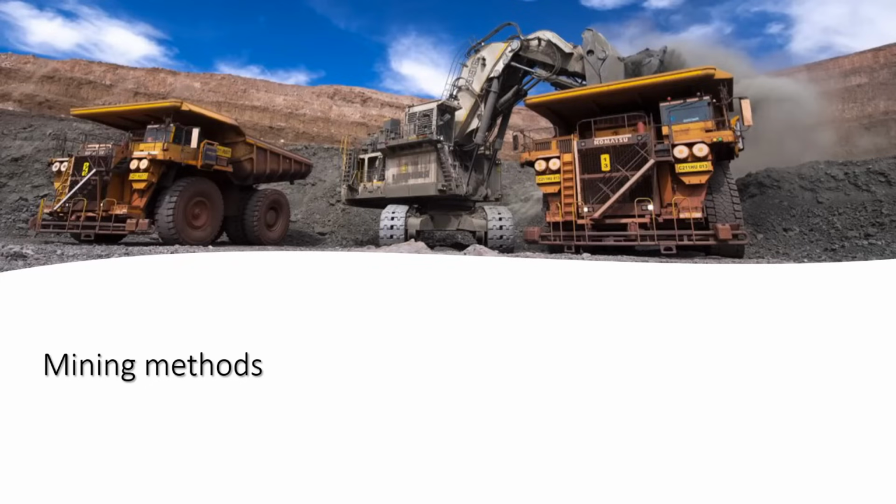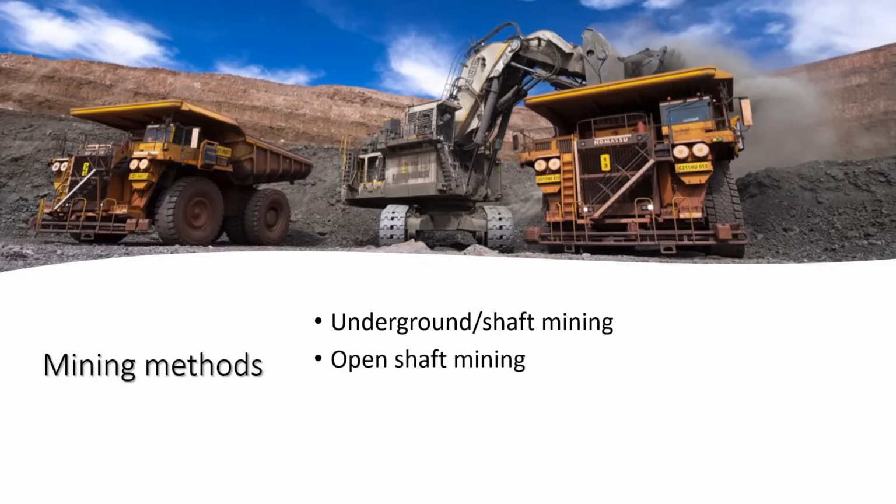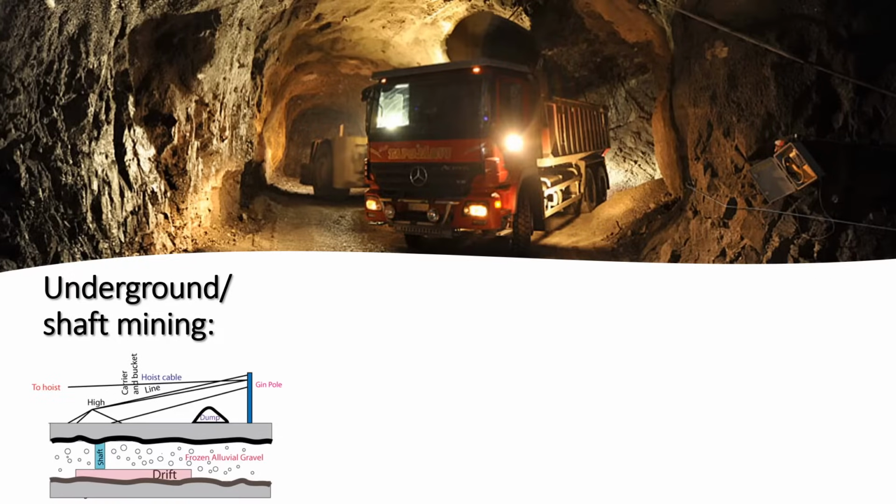Now let's have a look at the different mining methods which can be used to remove these minerals from Earth. Firstly, we have a very common way of mining, which is underground or shaft mining. Second, we have open shaft mining, which is closer to the surface of the Earth. And our third method of mining is something known as panning. Let's have a look at underground or shaft mining.